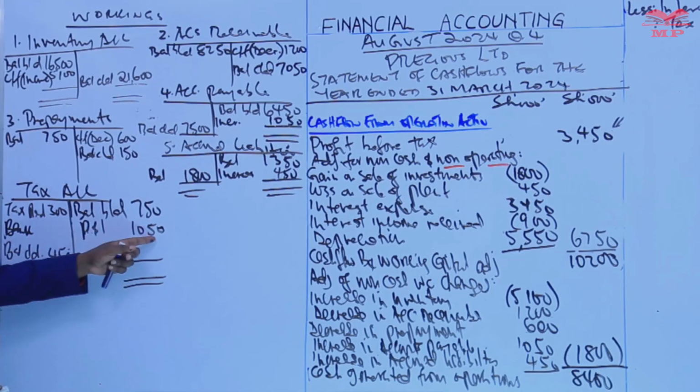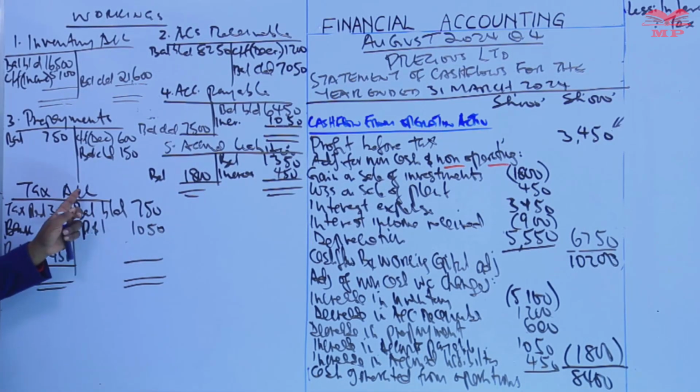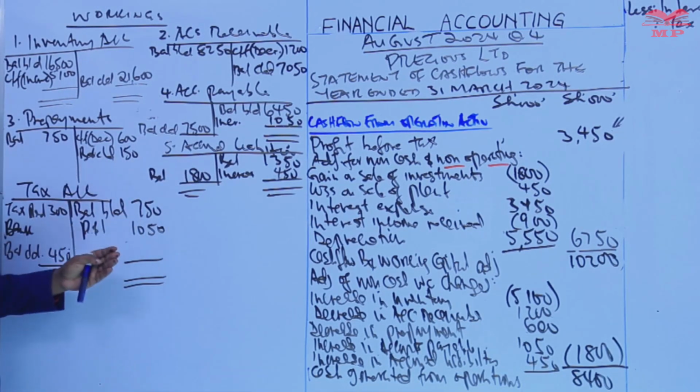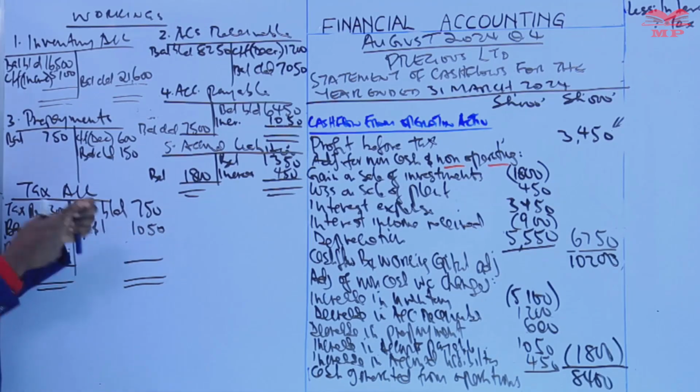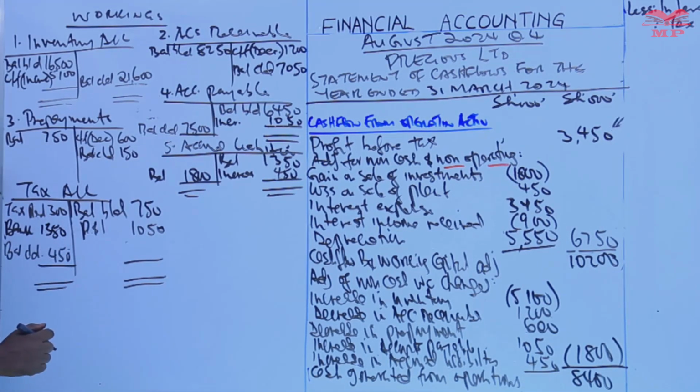The 1050 does not necessarily mean that the 1050 for the year was paid. According to the profit that was generated, because we know the 30% is applied on the net profit. What was to be paid for the year is 1050, but what was actually paid will be the balancing figure. How much is it? 1350. That is tax paid.